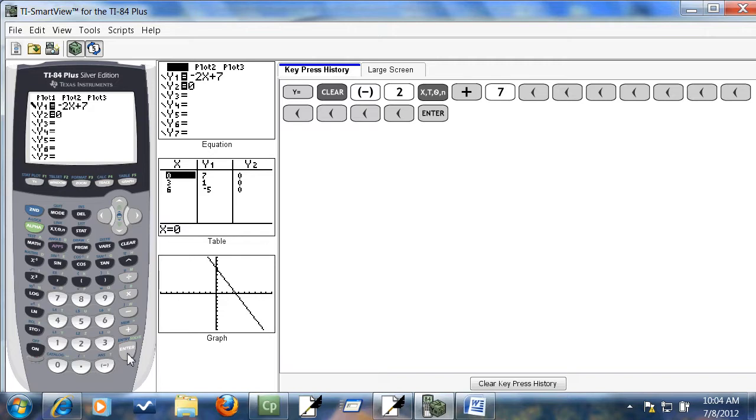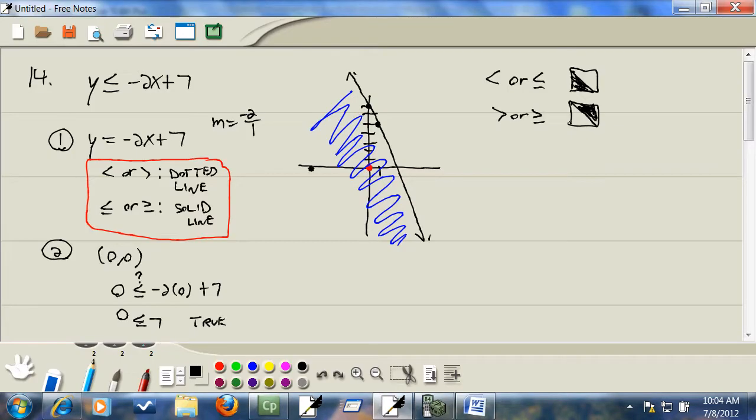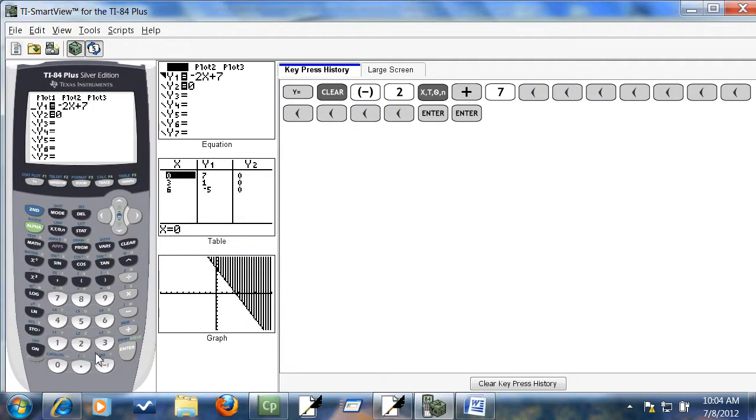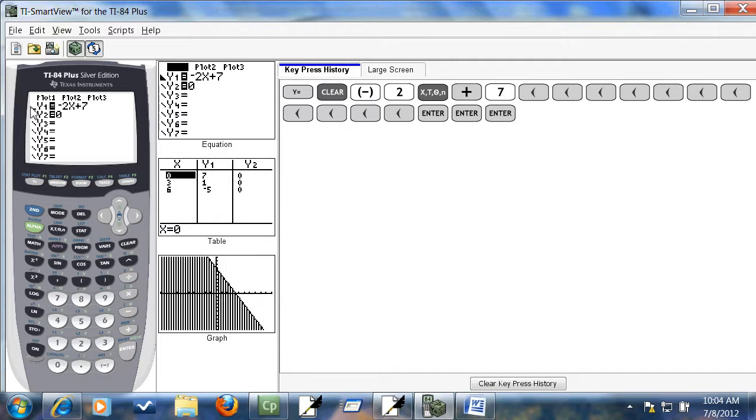If I press enter one time, it becomes a thick slash. If I press it one more time, it becomes an upper right hand triangle. Well, this problem's a less than or equal to, which means we want a lower left hand triangle. So we'll press enter one more time, and see how it changes to a lower left hand triangle. And then once you get that, then you push graph.